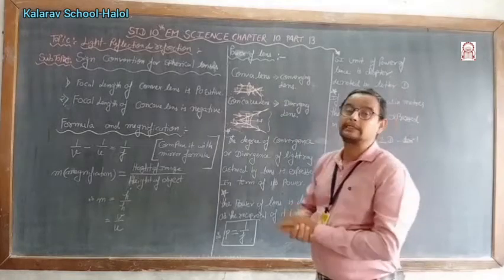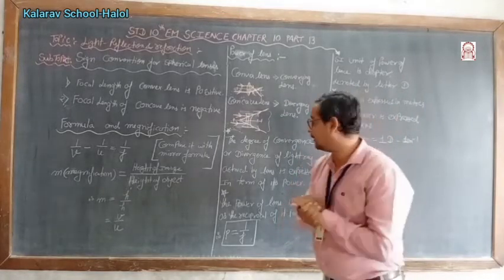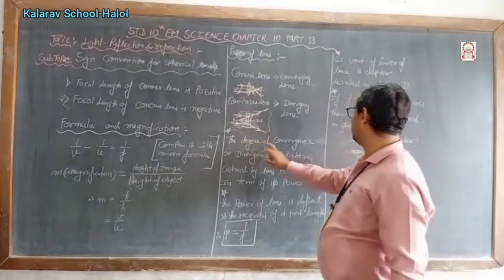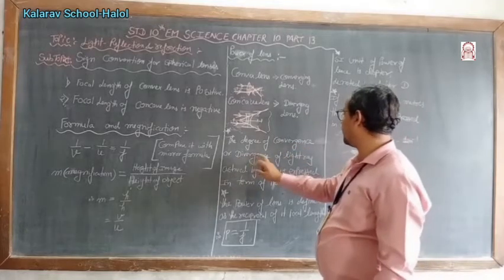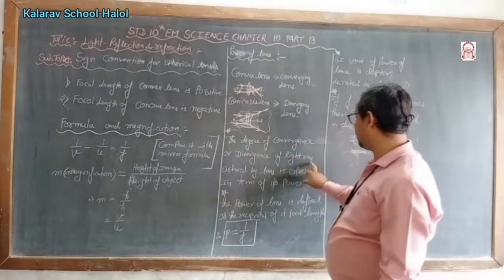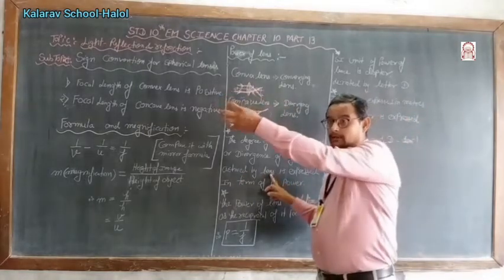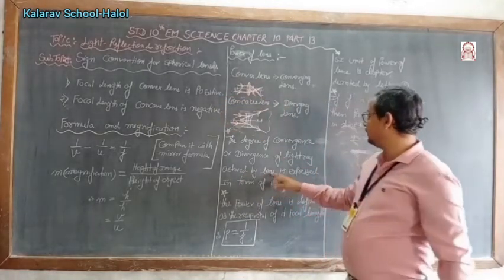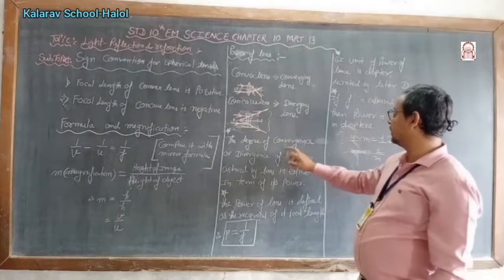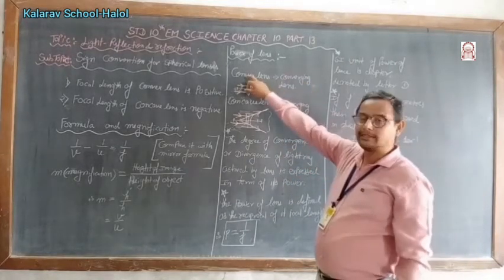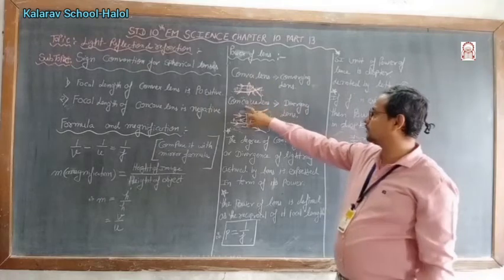So what is exactly power of lens? Power of lens क्या है? So it is mentioned here: the degree of the convergence or divergence of light rays achieved by a lens. Whatever rays are received by the lens, it is converging or diverging. Converging means it is a convex lens. Diverging means it is a concave lens.